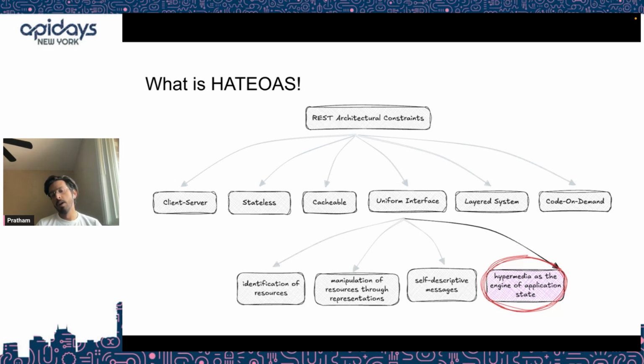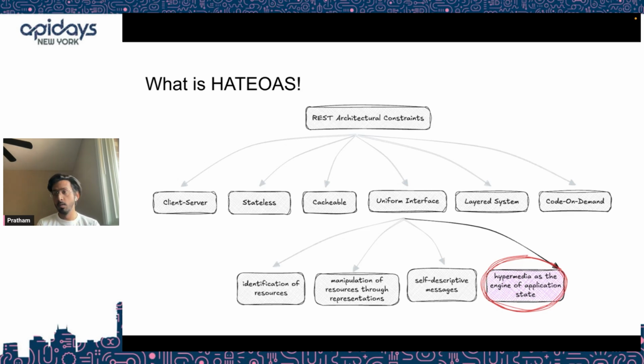The third one we have over here is self-descriptive messages, which makes our lives easier as developers, because we are always going to get responses in JSON or XML format, which are very intuitive and helpful.